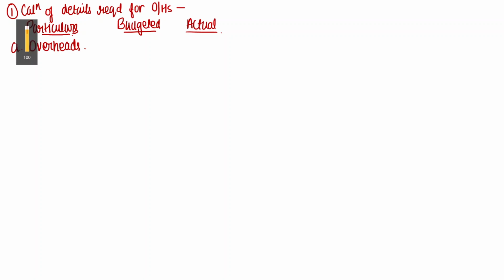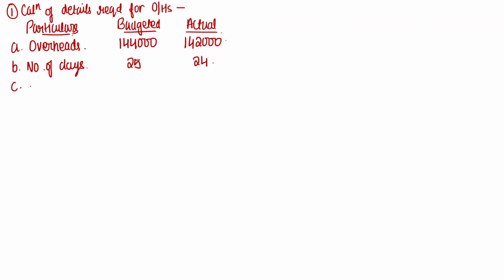Yes, can you check the question and tell me what is the overheads recorded and what is the budgeted overheads and what is the actuals? 1,42,000. These both details are given to you. What else is given to you? Is the number of days given to you? Actual 24 days. Is the hours given to you?